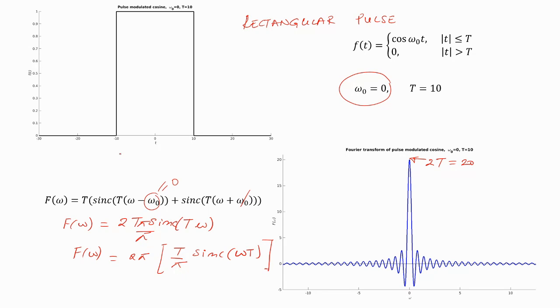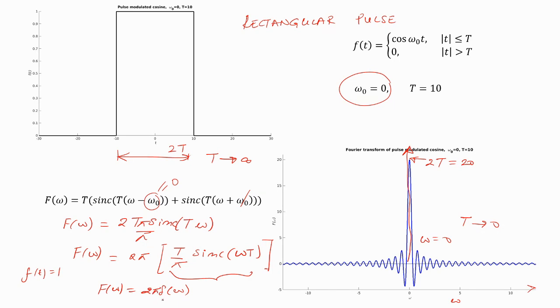And now note that for this rectangular pulse, if I increase the pulse duration and take T tending to infinity, then this function, that is the sinc function with this particular amplitude, will tend to the delta function in the frequency space. So in the limit that T tends to infinity, you will get a delta function centered at omega equals 0. And this is exactly what we saw, that for a function f of t equal to a constant value, the Fourier transform is equal to 2 pi times delta of omega.